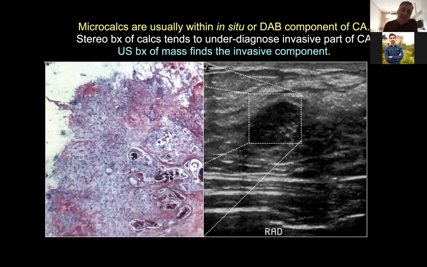So we can see all the DCIS components where the calcifications are over on this left edge, and all the invasive part is on the right edge. So by looking at these calcs with ultrasound, I can properly diagnose an invasive lesion that I might underdiagnose with stereo. We know that with stereo biopsy of calcs, we tend to underdiagnose invasion. I might just get pure DCIS on a stereo biopsy of the calcs, whereas doing an ultrasound core biopsy of the solid part of the lesion would give me the definitive diagnosis of invasive cancer with DCIS components.